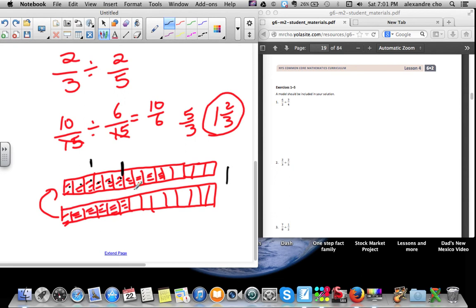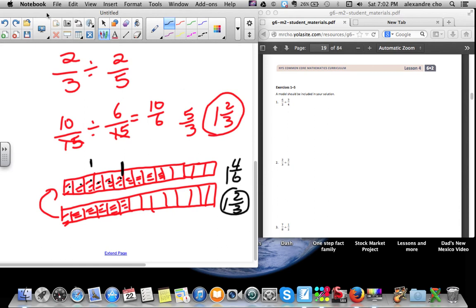So you can fit the 6 pieces in the 6 pieces one time, and you're trying to fit this 6 pieces into these 4 left over. You're not going to be able to put all 6, but you can put 4 of them out of the 6 that you were trying. 1 and 4/6. And if you simplify that, it becomes 1 and 2/3, which is exactly what we got in the beginning.